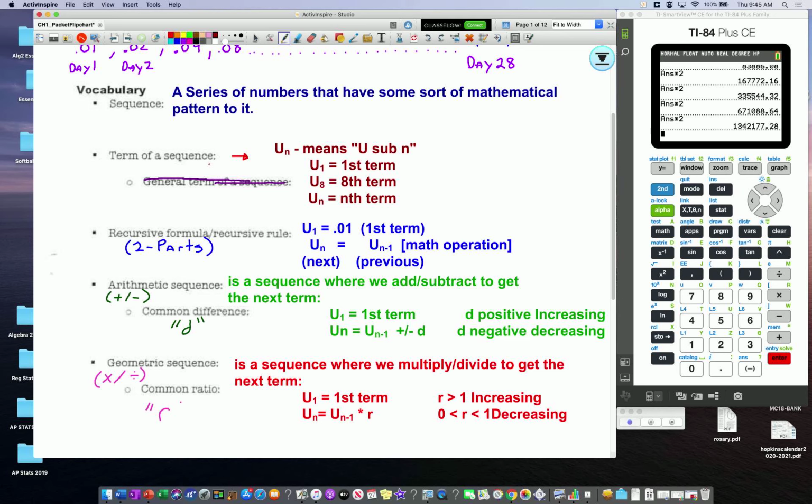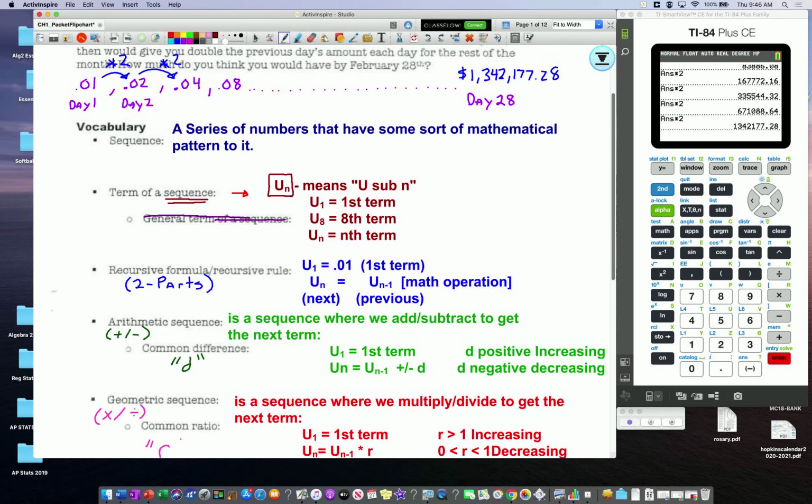When we talk about sequences here, we like to use this notation, U sub n. All it means is U subscript n, with the n written as a subscript. Instead of having to write day 1, day 2, day 3, and so forth, we could say U sub 1 is the first term, U sub 8 is the 8th term, and U sub whatever term I'm looking for, the nth term. If this is a 9, this is the 9th term. If this is 100, this is the 100th term.